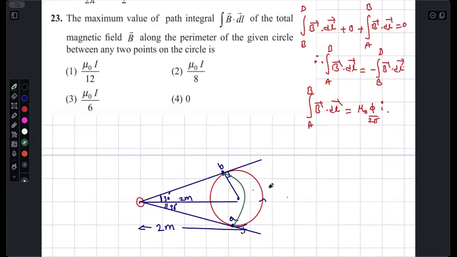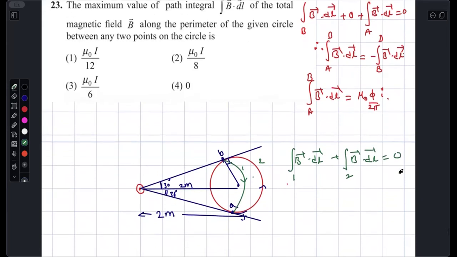That's my arc. Okay. Now in this, can you see 2 paths? Path 1, path 2. For path 1, I know B bar dot dl bar. For path 2, they are expecting 0. Why 0, Nidhi? Because that particular loop is not enclosing any current.